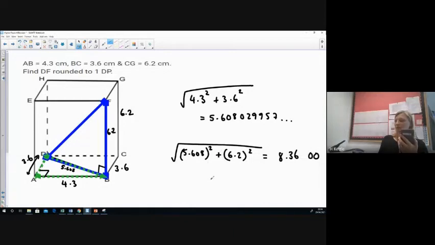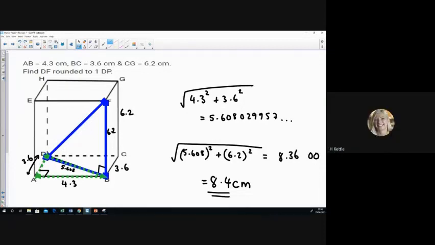So rounding that to 1 decimal place would be 8.4 centimeters. Don't forget the units. Wonderful. So you're just making right-angled triangles inside the shape and taking what you know to get the diagonal. You must form right-angled triangles though. You can't just make a triangle and try and find it. Use right-angled triangles, particularly in a cuboid.